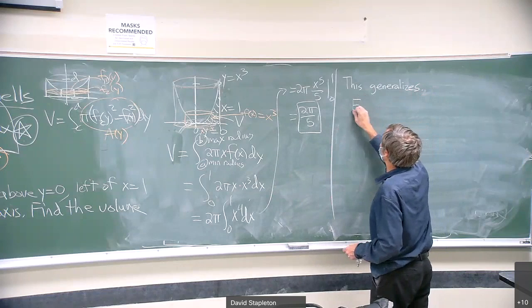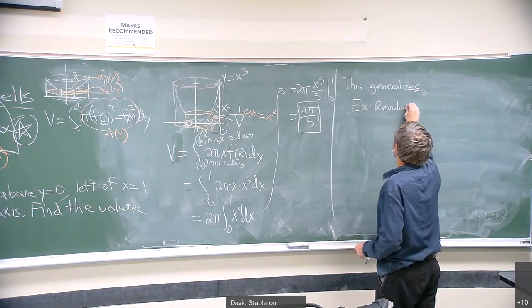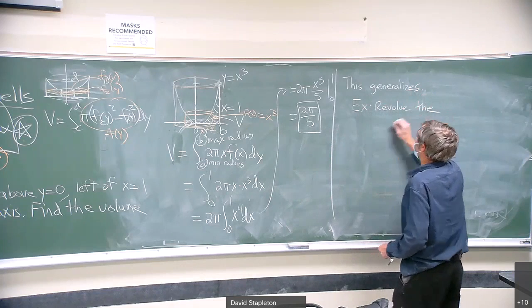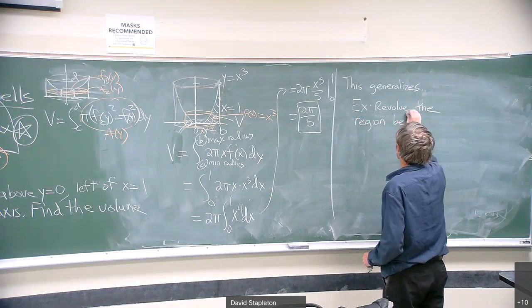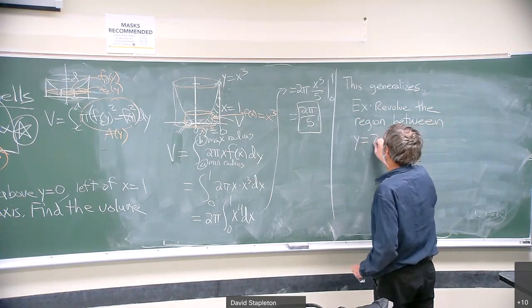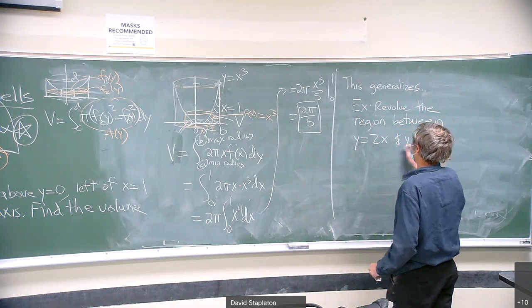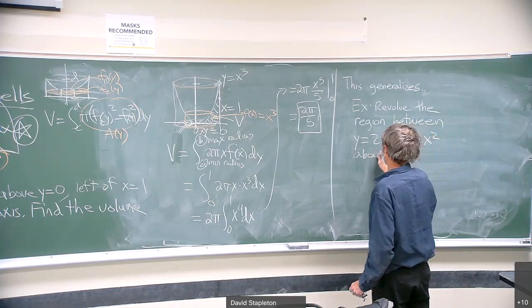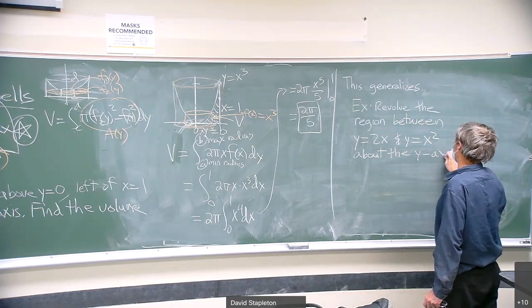So here's the next example. Suppose I revolve the region between y equals 2x and y equals x squared about the y-axis, and find its volume.